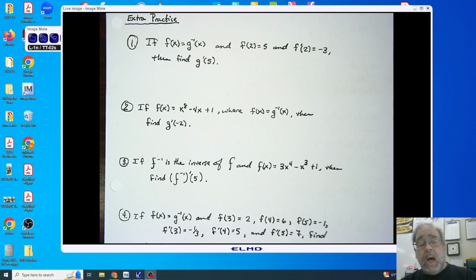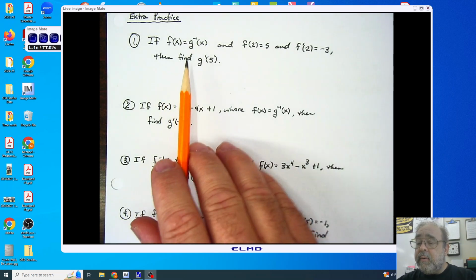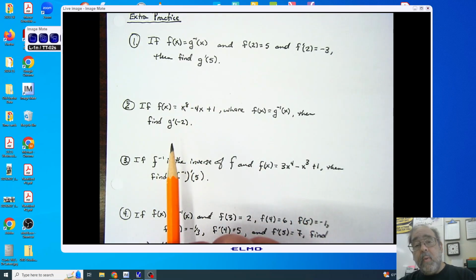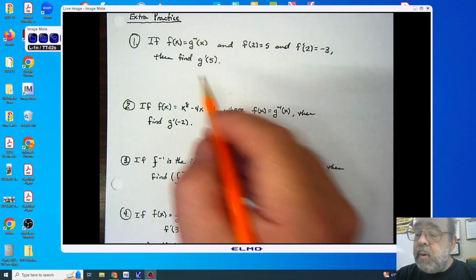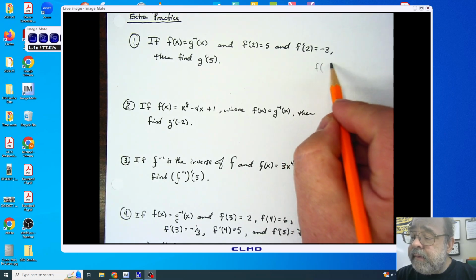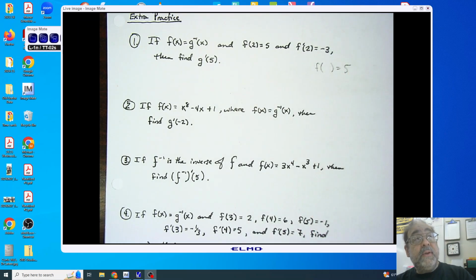I need you to remember that whenever we're trying to find a value, such as in number 1, g prime of 5, when we're talking about f, the 5 is the y value. So if I have an f that is equal to 5, I may have to use the function. And if they give me a function, I'm going to have to set it equal to 5.